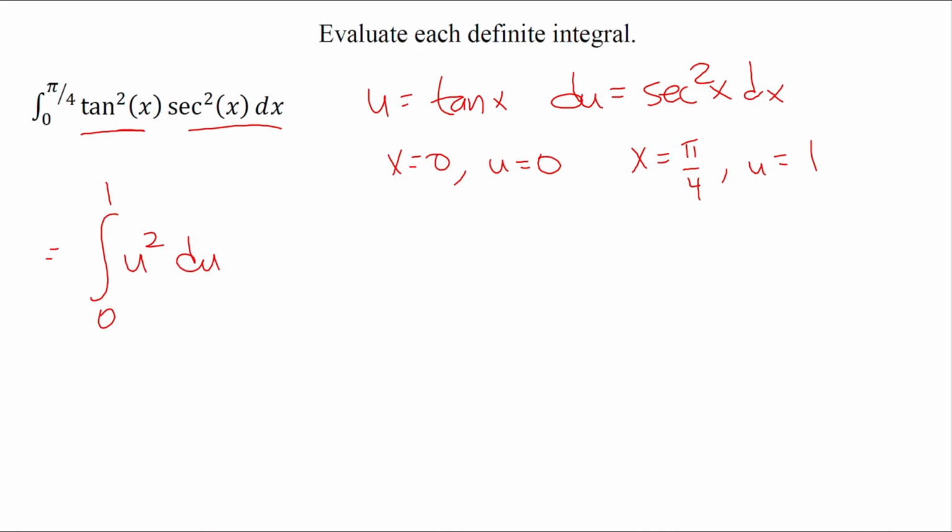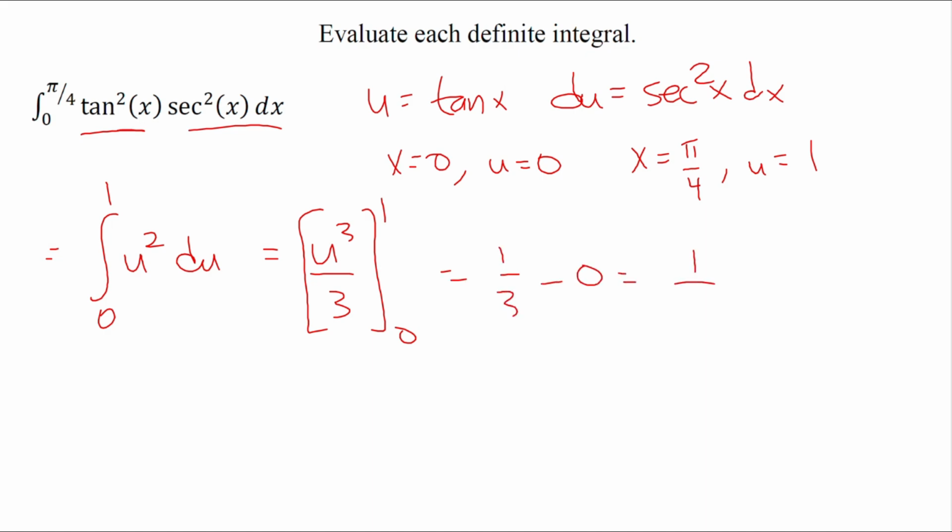And so now we don't even have to worry about converting these back into x. Once we're done, we just take our integral, u cubed over 3, and evaluate it from 0 to 1, which just gives us 1/3 minus 0, or just 1/3. And it's really nice when we do the u sub to convert everything into terms of u, including the limits of integration, so that we don't actually have to convert back to x in the end.